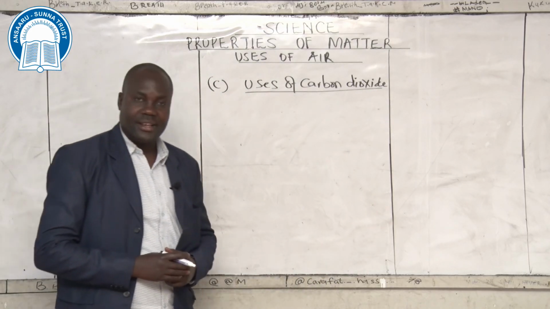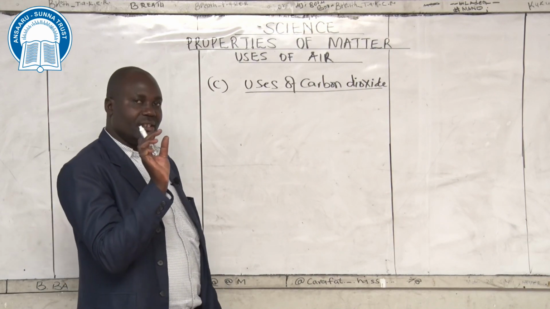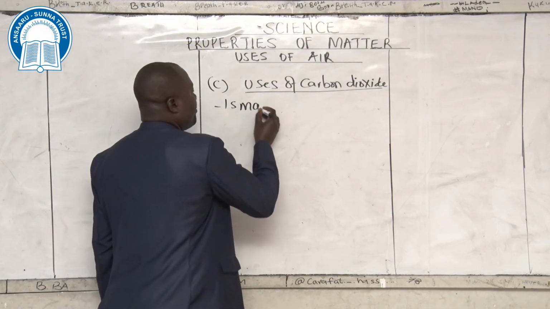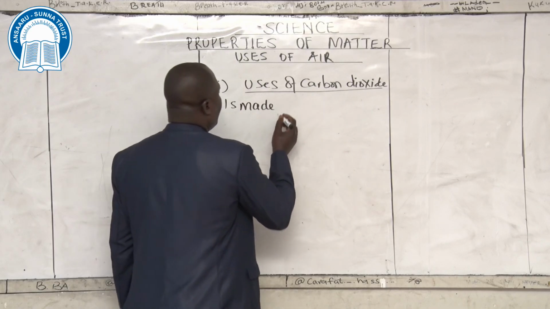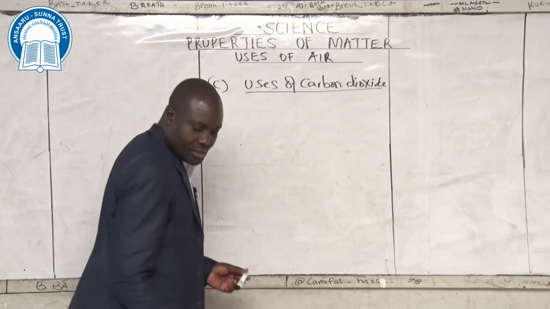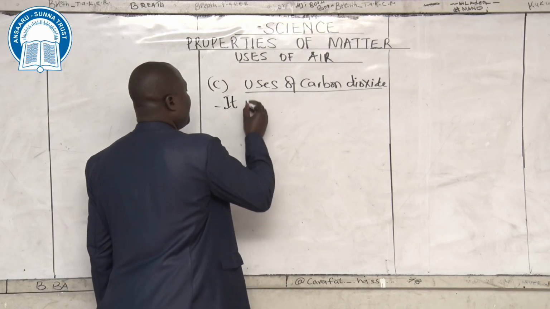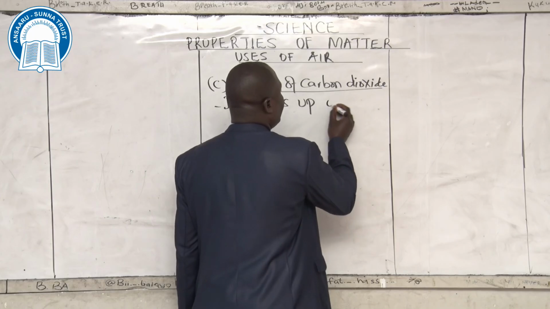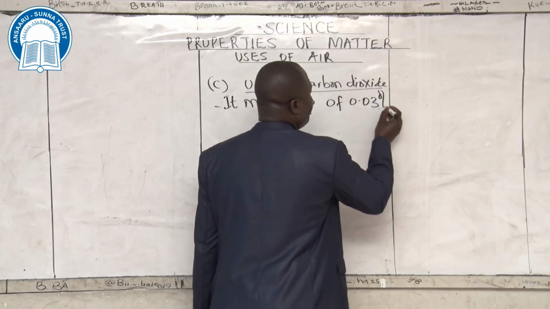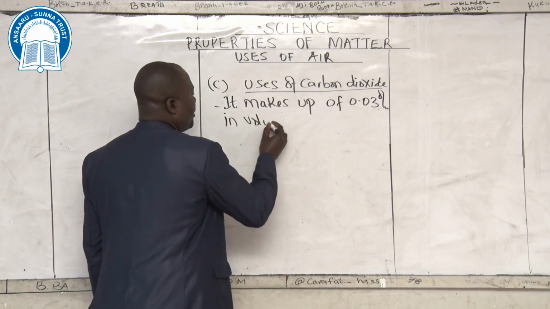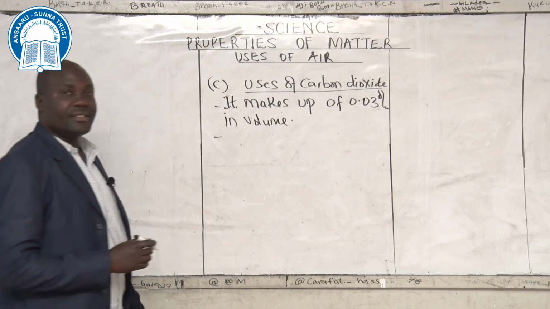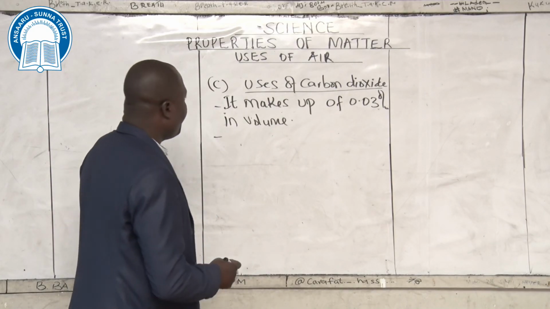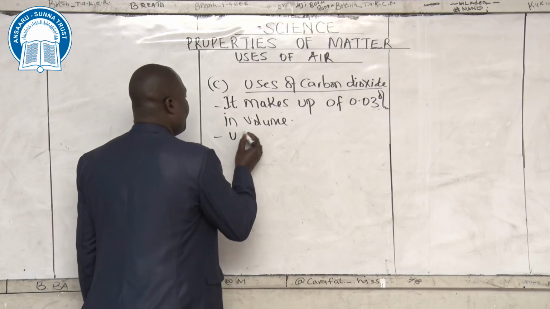Remember, carbon dioxide as a gas is the smallest part, if you check on that pie chart, of all gases. It makes up 0.03% in volume. Then two, this carbon dioxide has several uses. Uses of carbon dioxide.